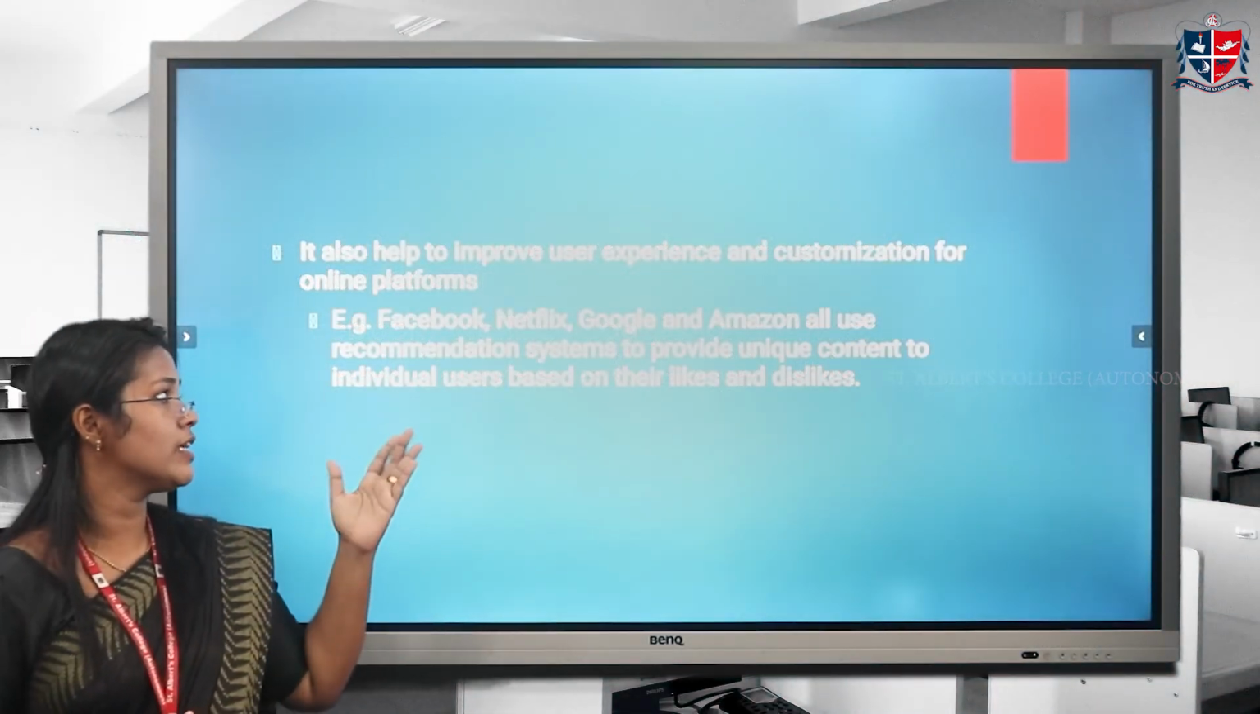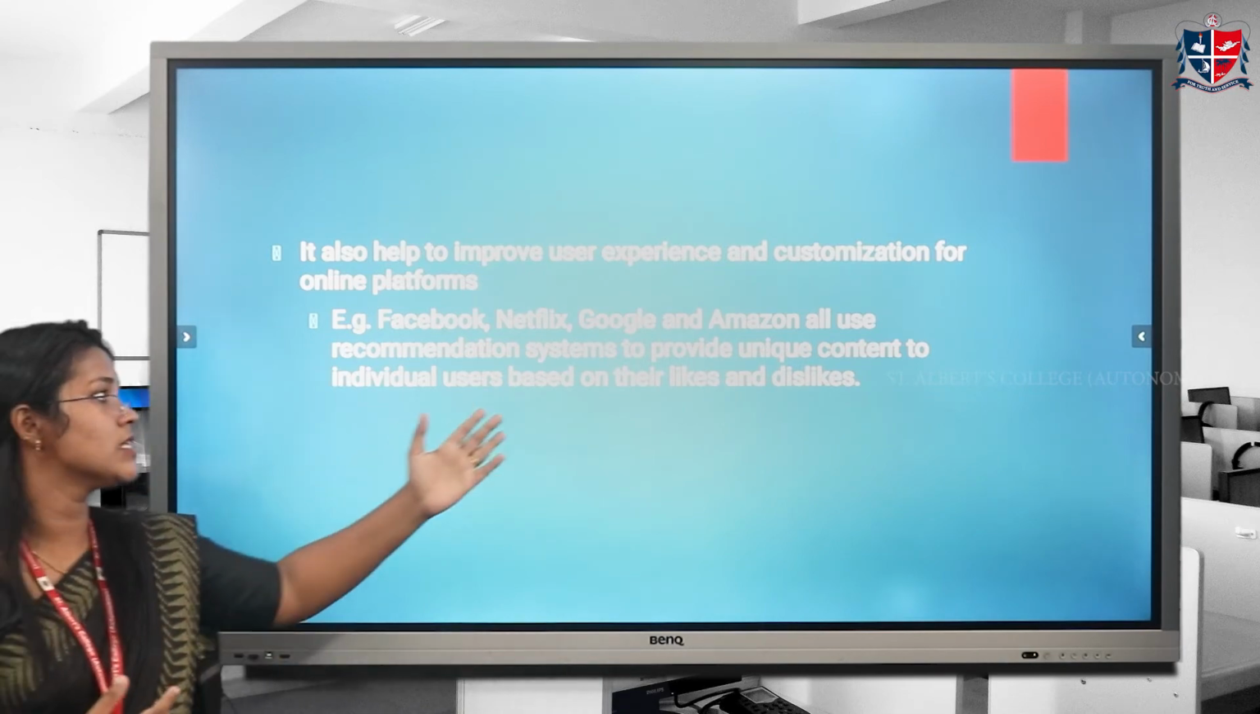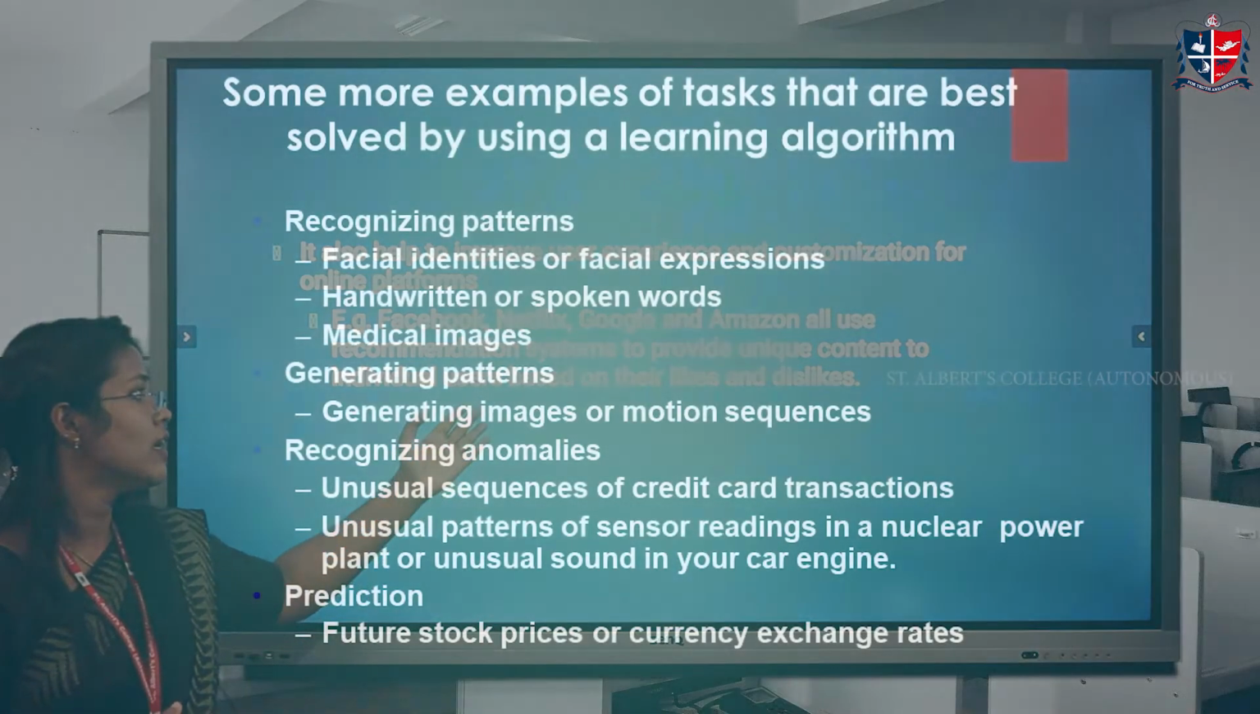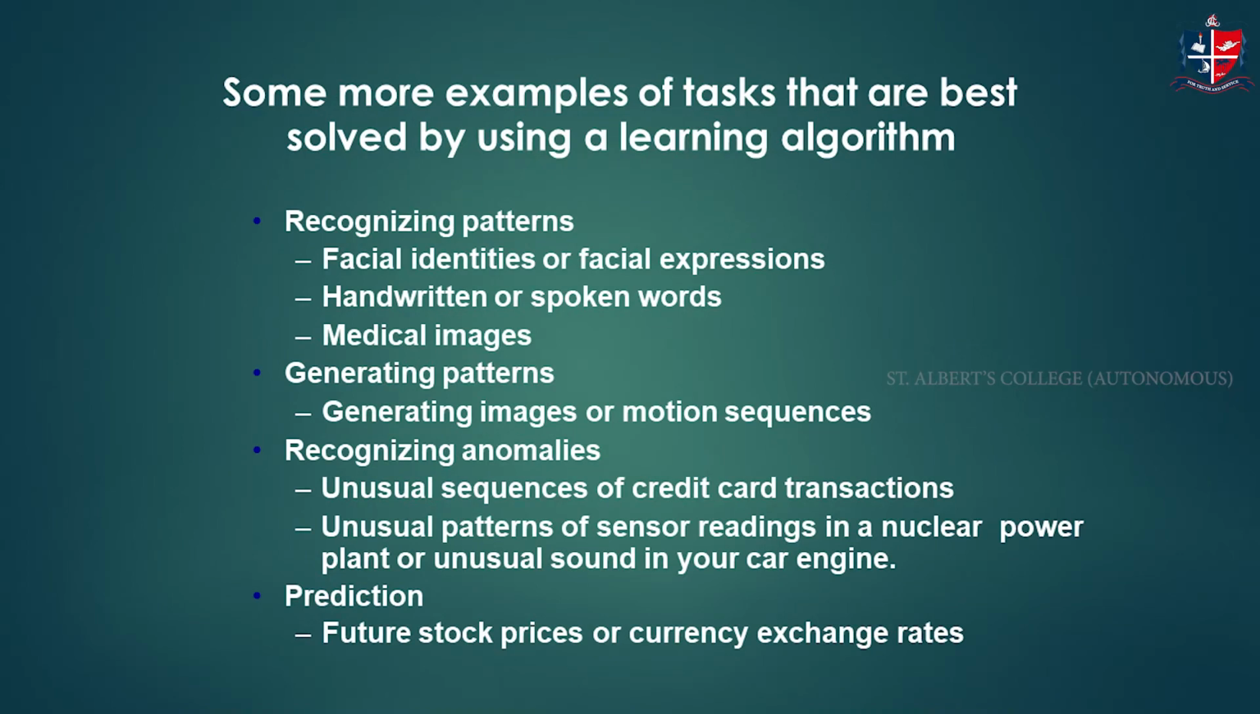It also helps to improve user experience and customize our online platforms. For example, Facebook, Netflix, Google, and Amazon all use recommendation systems to provide unique content to their clients based on their likes and dislikes. Some more examples of tasks that are best solved using a machine learning algorithm are recognizing patterns, generating patterns, and also prediction. For example, to get to know the future price of a stock exchange or any product, we can use machine learning to predict the result. That is future stock prices or currency exchange rates. Also, we can predict by using machine learning.